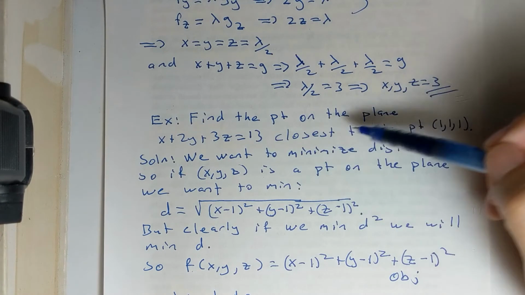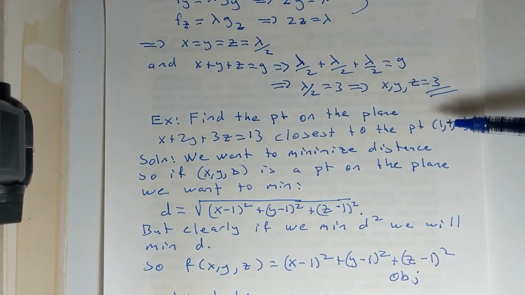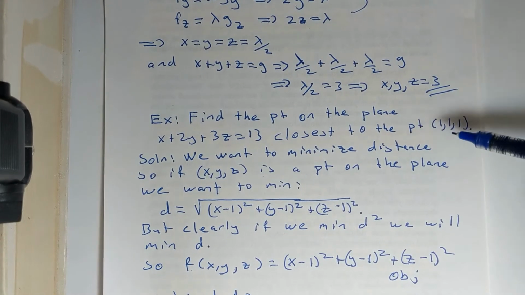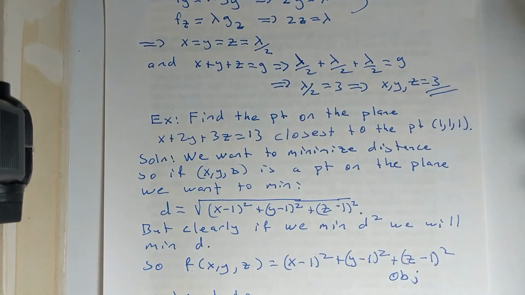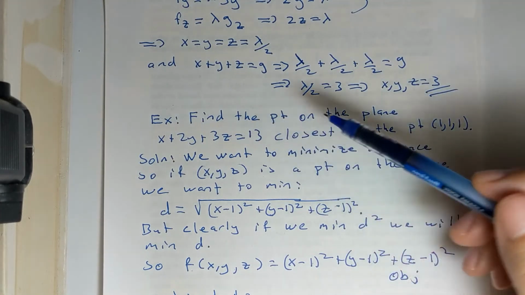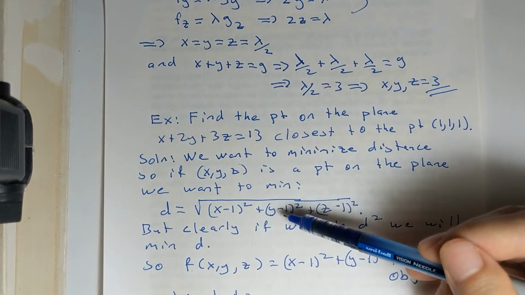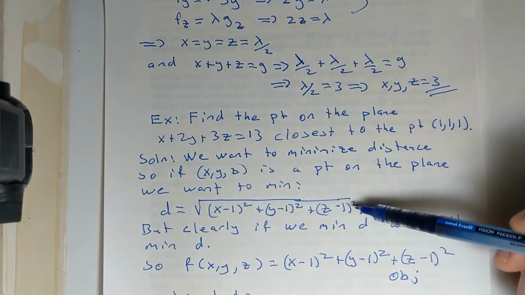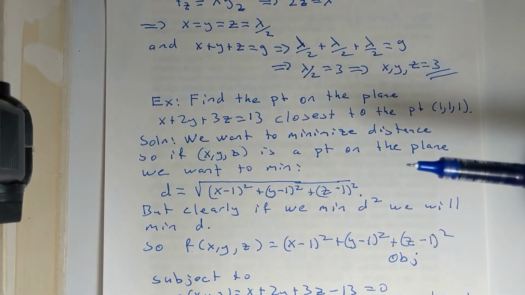So we want to minimize the distance between this point and this point. We had the formula for finding distance. Now we want to find the point that achieves minimum distance. In other words, if we take any point (x, y, z), the distance to (1, 1, 1) is going to be the square root of (x minus 1) squared plus (y minus 1) squared plus (z minus 1) squared. So we're trying to minimize this distance d.